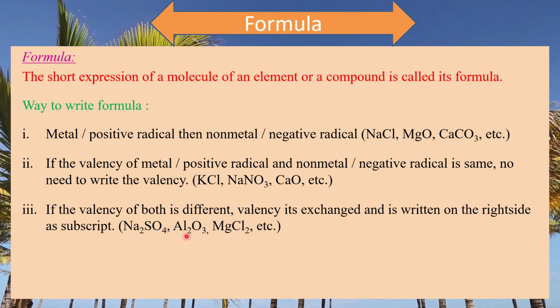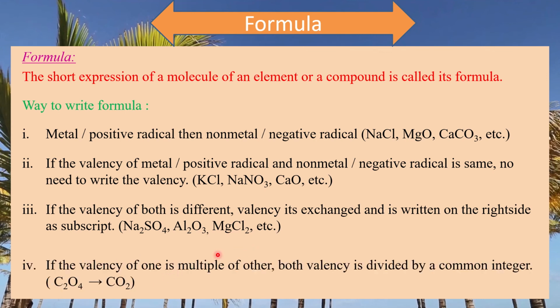Aluminium oxide, the valency of aluminium is 3. It will be written as the subscript of oxygen, but no need to write it, and the valency of oxygen, 2, is written as the subscript of aluminium, Al2O3. Magnesium chloride, the valency of magnesium is 2, so it is written as the subscript of chlorine, but the valency of chlorine is 1, so no need to write 1 here.